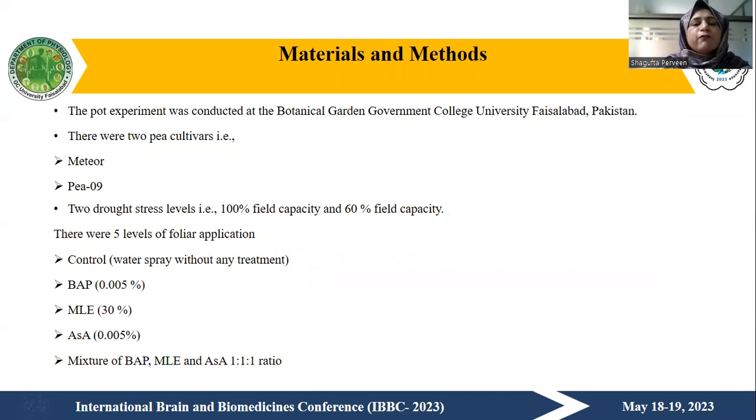There were 5 foliar treatment levels, that is control, water spray without any treatment, BAP 0.005%, MLE means moringa leaf extract, that is 30%, ascorbic acid, that is 0.005%, and then a combination of BAP, MLE, and ascorbic acid in 1:1:1 ratio.